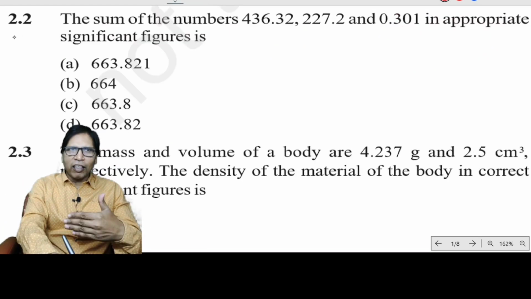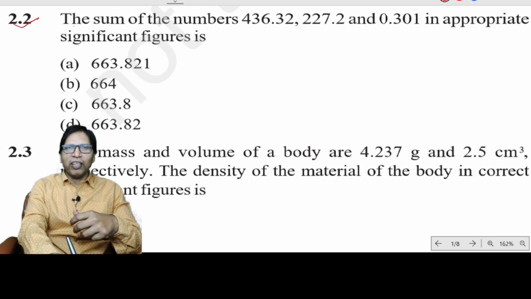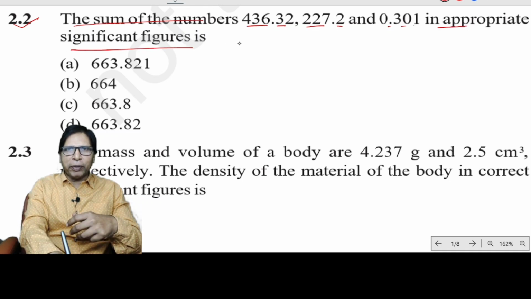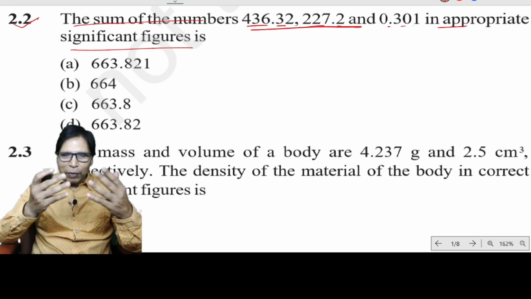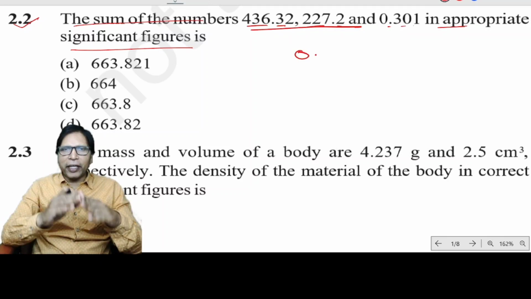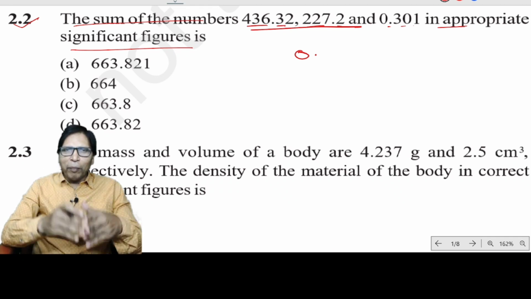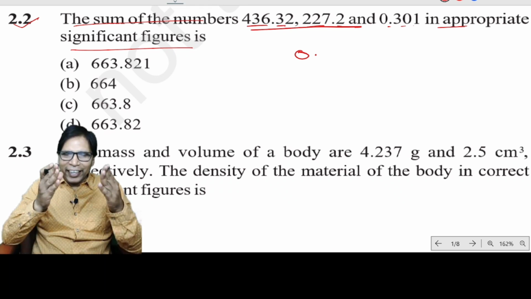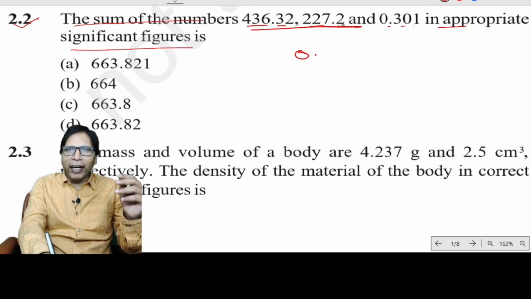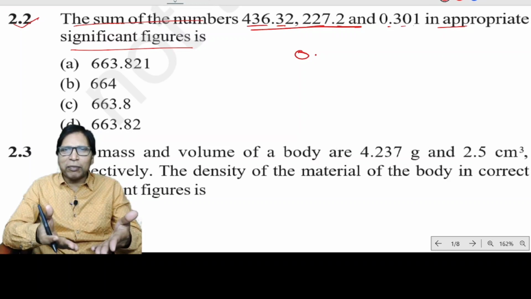Okay. Now question number 2.2. The sum of the numbers 436.32, 227.2 and 0.301 in appropriate significant figures. So look at this, this MCQ is related to arithmetic operations. For addition or subtraction, the number of decimal places in the result is the number of decimal places of the number having the least decimal places.